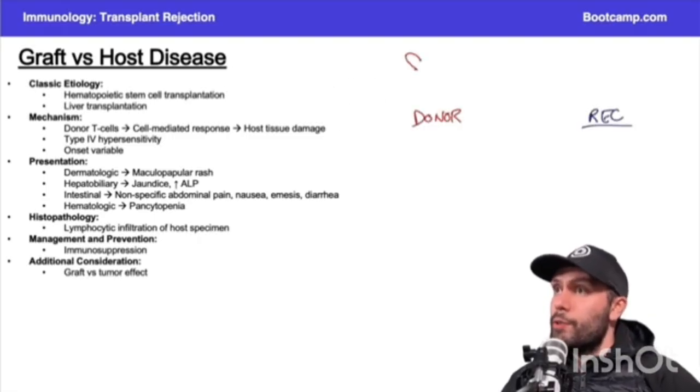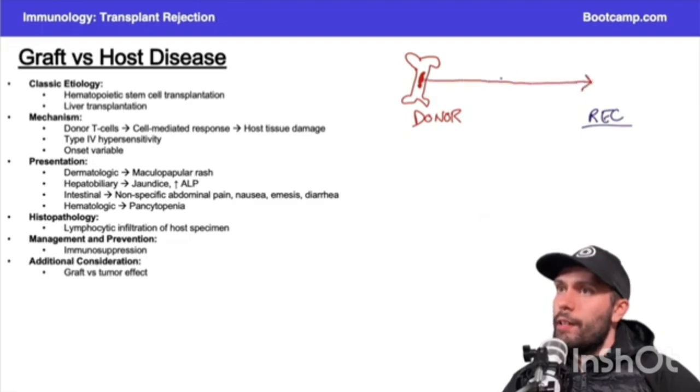So let's just go back to our basics here. Let's say we have some donor, and we're doing a stem cell transplant from this donor's tissue. We're going to do a hematopoietic stem cell transplant, potentially from the bone marrow of this donor, and we're going to give it to the recipient. Okay, so that's the idea.